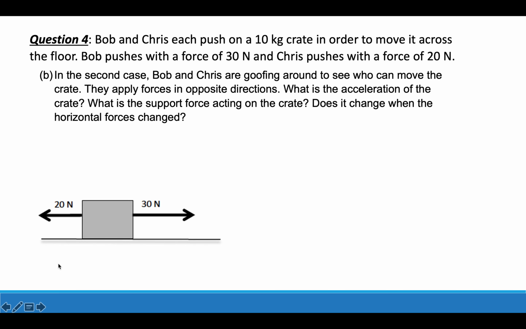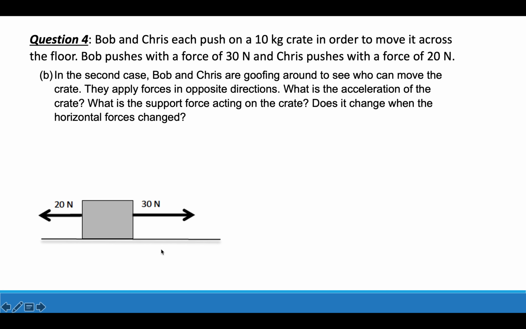So here we have the same type of question. I'm not going to read the question, but essentially one of the forces is now directed to the left and the other force is directed to the right. So it's kind of like a tug of war now. It's to see who can actually move the crate.